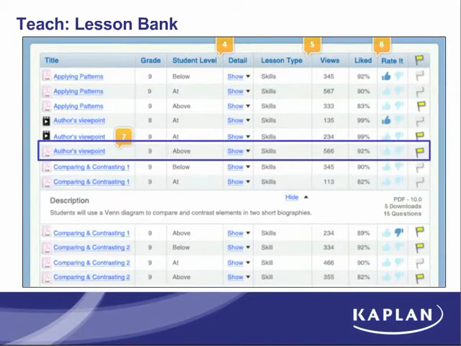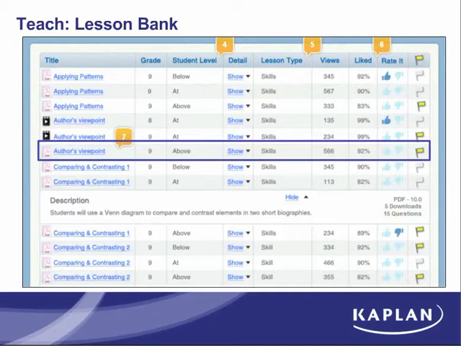This lesson teaches Author's Viewpoint, for example, and is a PDF download. The lesson above it also teaches Author's Viewpoint, but it's a movie file. Moving to the right, you can see that this is a grade 9 lesson for students who are slightly above grade level in this skill.